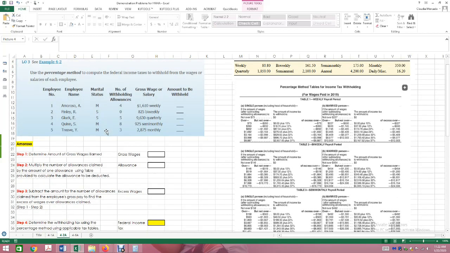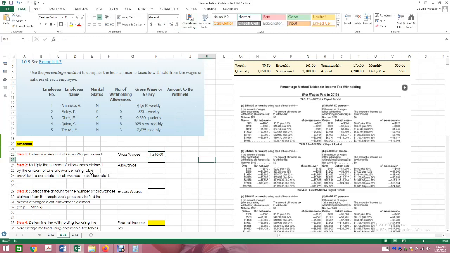There's a series of 4 steps that I like to do just to simplify things for me when I'm calculating my percentage method. Okay, step number 1. I need to determine the amount of gross wages earned. How much did this employee make? Well, my gross wages are provided here. Amoroso makes $16.10. That's how much he makes.